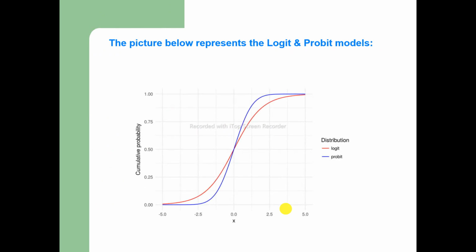And here is the picture that represents the Logit and the Probit models. As I mentioned earlier, the red colored S-shaped curve is that of the Logit model, and the blue color S-shaped curve is that of the Probit model. And in both the models, when z approaches minus infinity, the value of p reaches 0, and when z reaches plus infinity, then the value of p or the probability approaches 1.